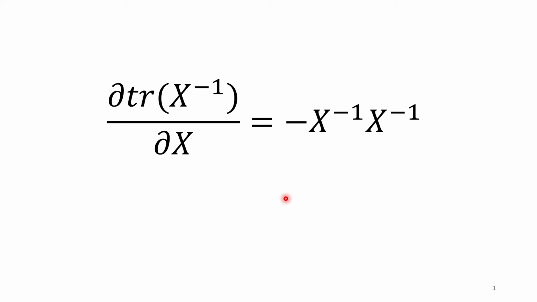In this video, I'm going to show you how to derive the partial derivative of trace X inverse with respect to X. It's negative X inverse squared. Okay, X is an n by n matrix, we assume.